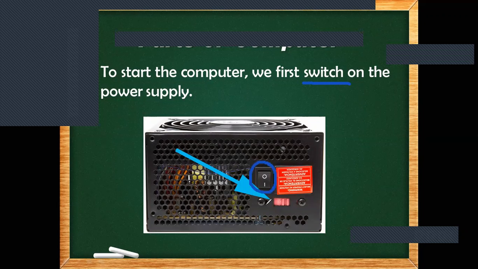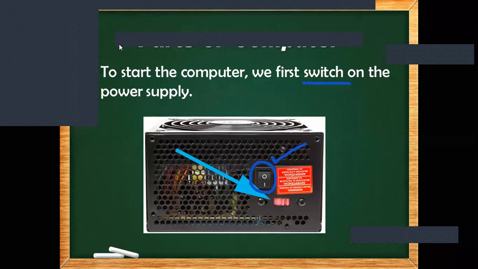So first, you have to switch on the power supply. The CPU gets current from electricity. You just have to switch on the power supply. Power supply is of two types. Maybe this power supply is in your computer. If it is not there, then you have to switch on the plug from the electricity.